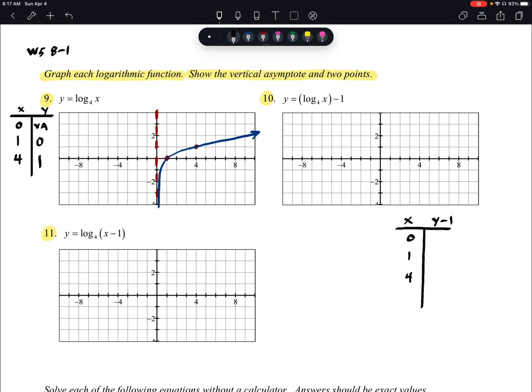So that's not really going to matter with our vertical asymptote, because since we haven't shifted left or right, it's going to be in the same spot. But now instead of being at the point 1, 0, we're going to be at 0 minus 1 would be negative 1. And then for 4, instead of being at the point 4, 1, we'll take 1 and subtract 1 and get 0. So this is the table I would use to help graph this one. So let's take it, and again, our vertical asymptote where x equals 0. We have a point at 1, negative 1, and then we have a point at 4, 0. And we'll just take it and draw it in.